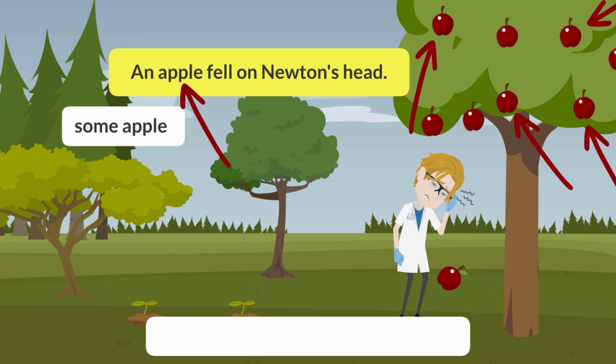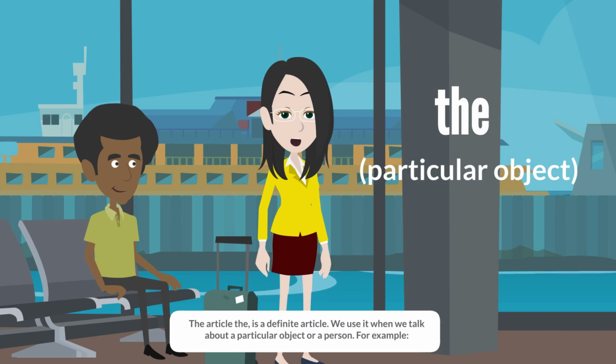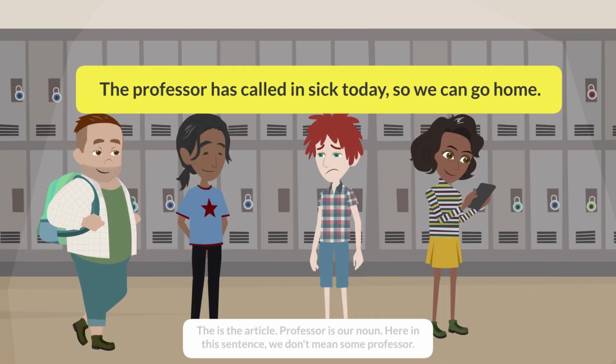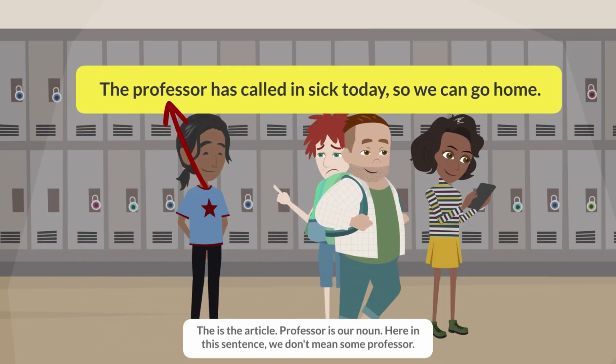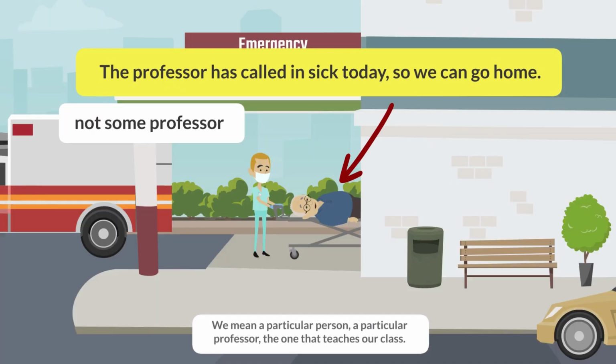One of many apples. The article the is a definite article. We use it when we talk about a particular object or a person. For example: The professor has called in sick today, so we can go home. The is the article. Professor is our noun. Here in this sentence, we don't mean some professor. We mean a particular person, a particular professor, the one that teaches our class. He called in sick. We can't substitute the with some. The professor is not some professor. It is a particular, very specific person.